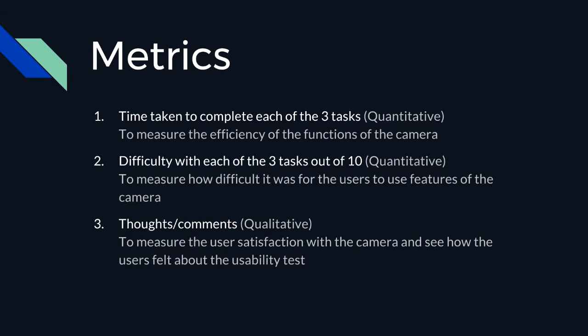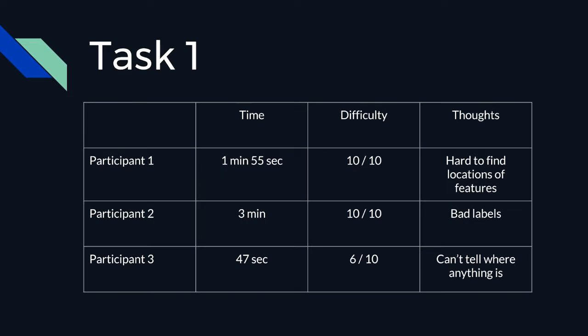The metrics of our choice were time taken to complete each of the 3 tasks, to measure the efficiency of the functions of the camera; difficulty with each of the 3 tasks out of 10, to measure how difficult it was for the users to use features of the camera; and just thoughts and comments, to measure the user satisfaction with the camera and see how the users felt about the usability test.